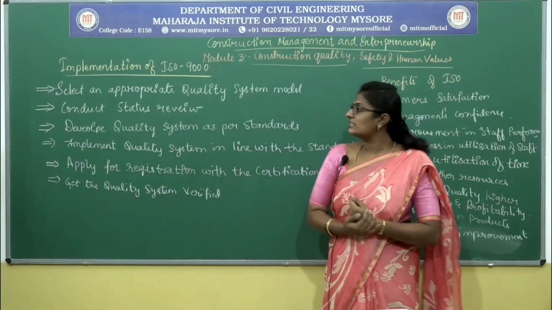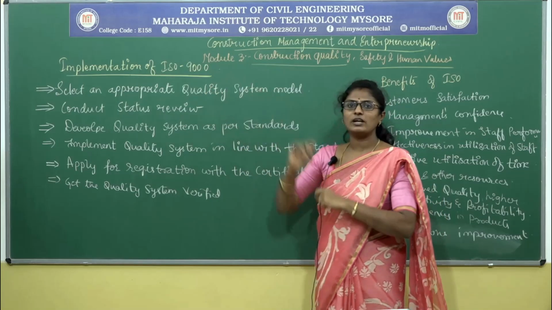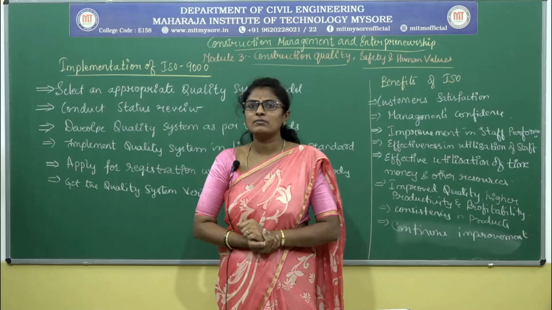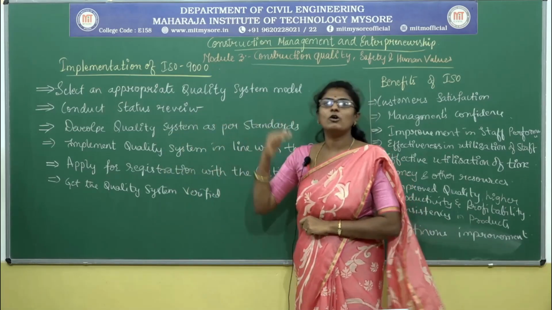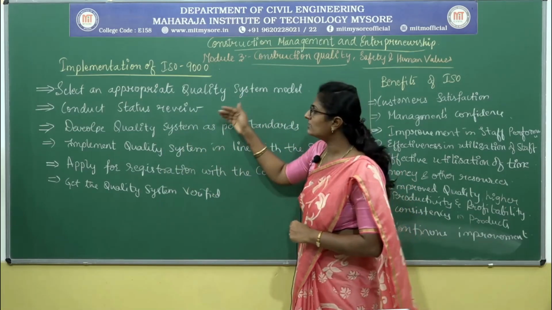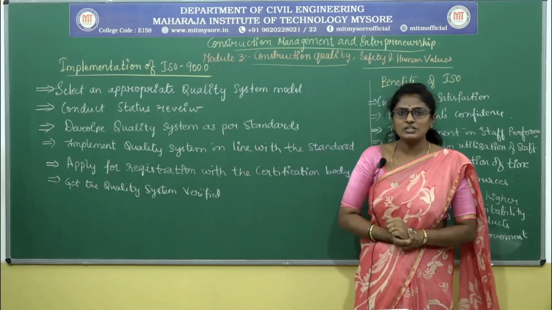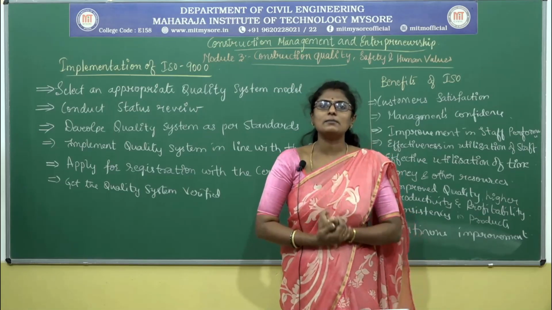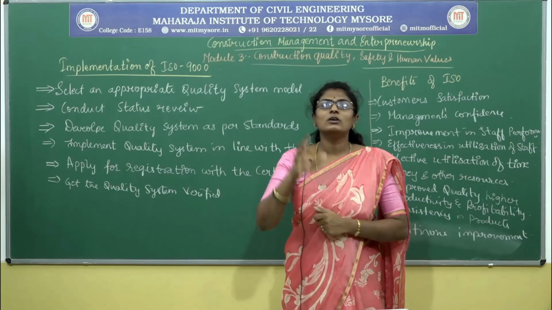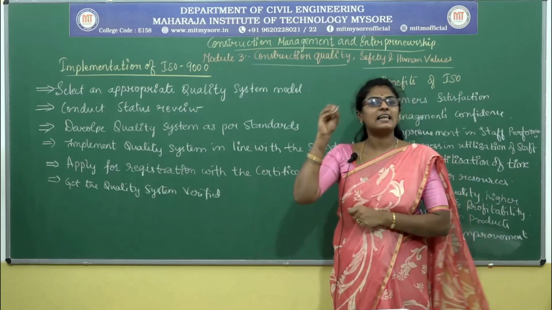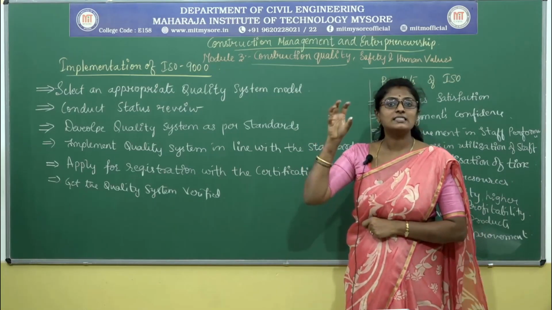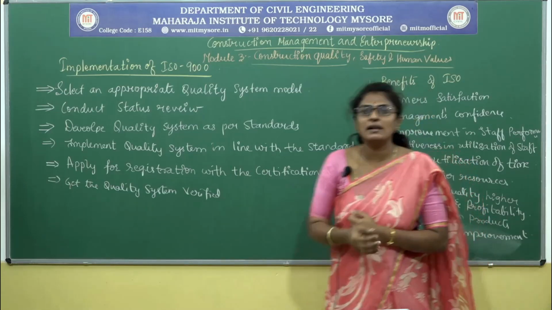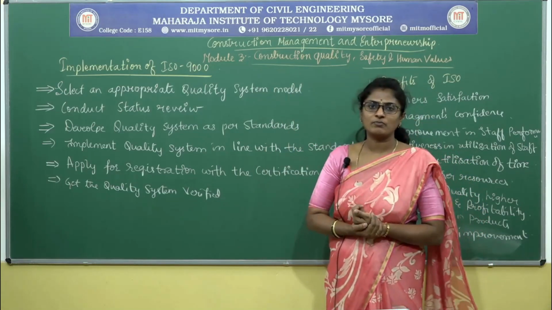Okay. The next concept is the implementation of ISO 9000. That means after considering a particular standard, in order to implement it, we need to follow certain steps. Initially, we need to select an appropriate quality system model. The quality system model that is to be selected has to satisfy the necessary requirements which are available in the standards.